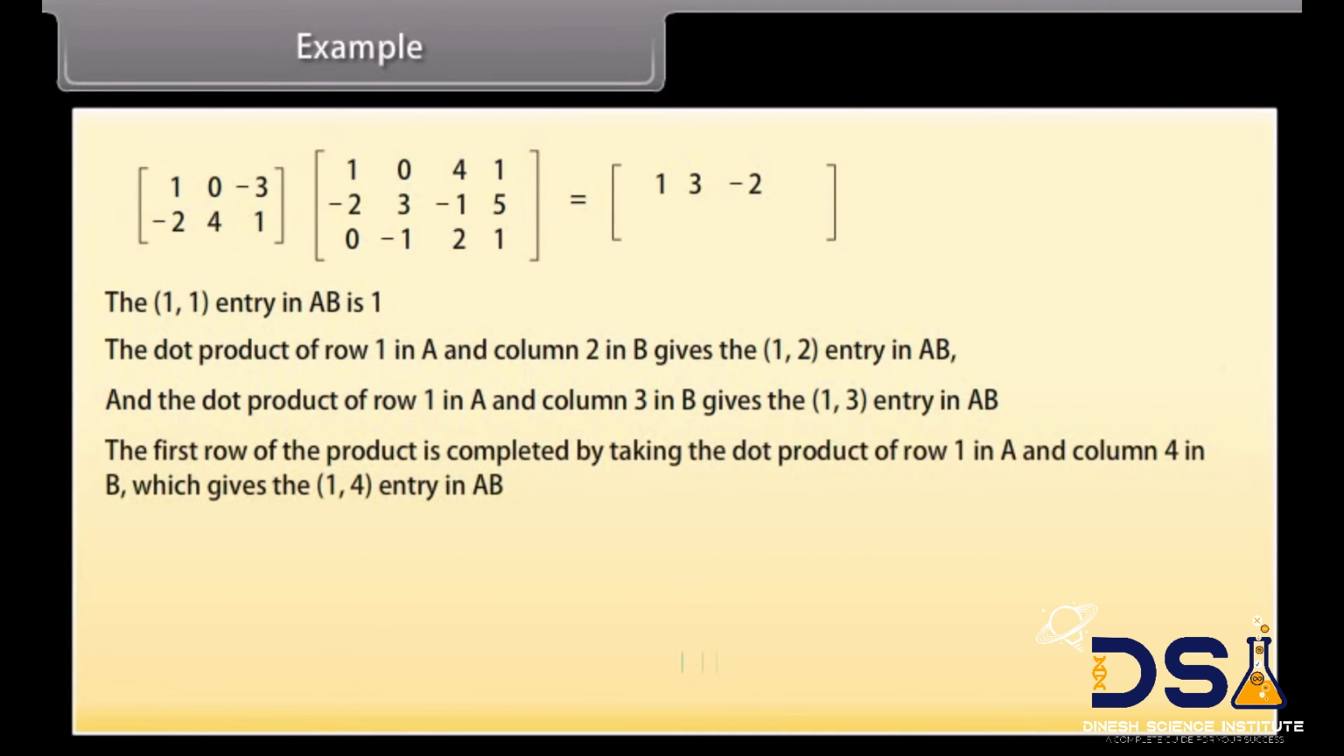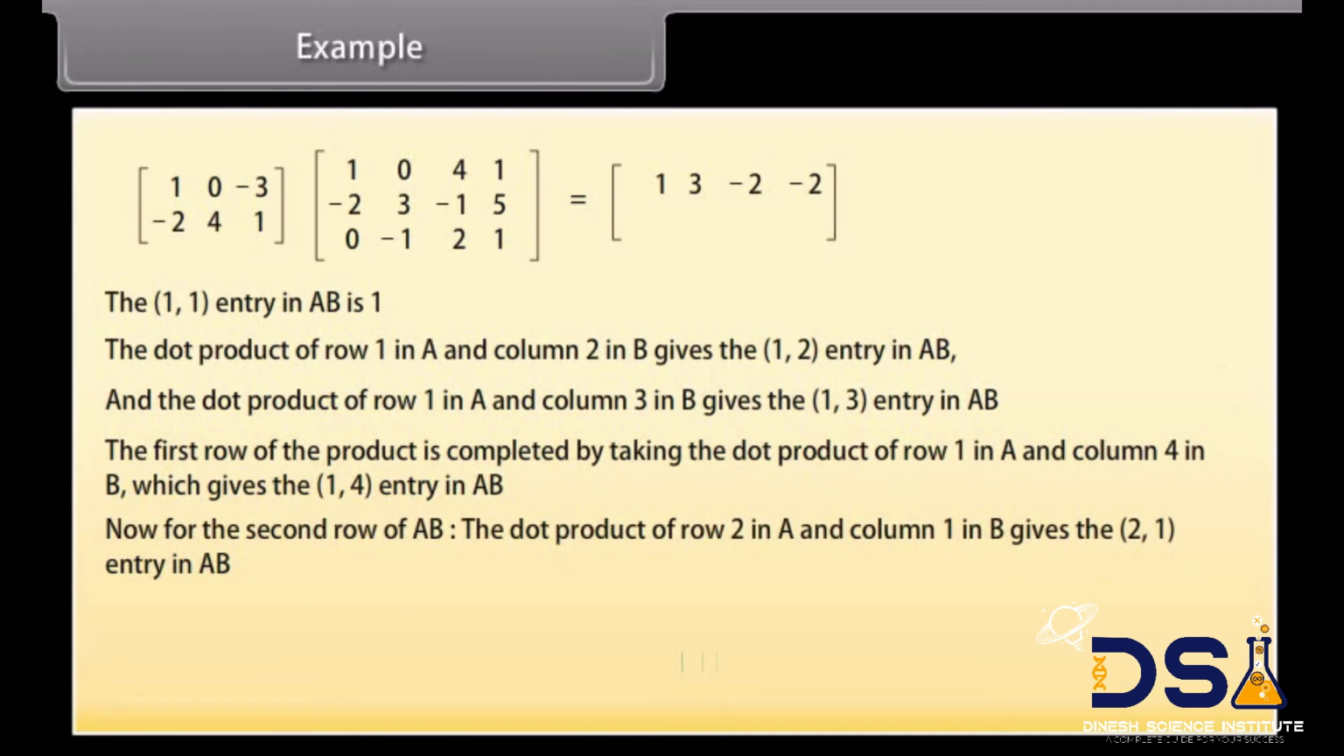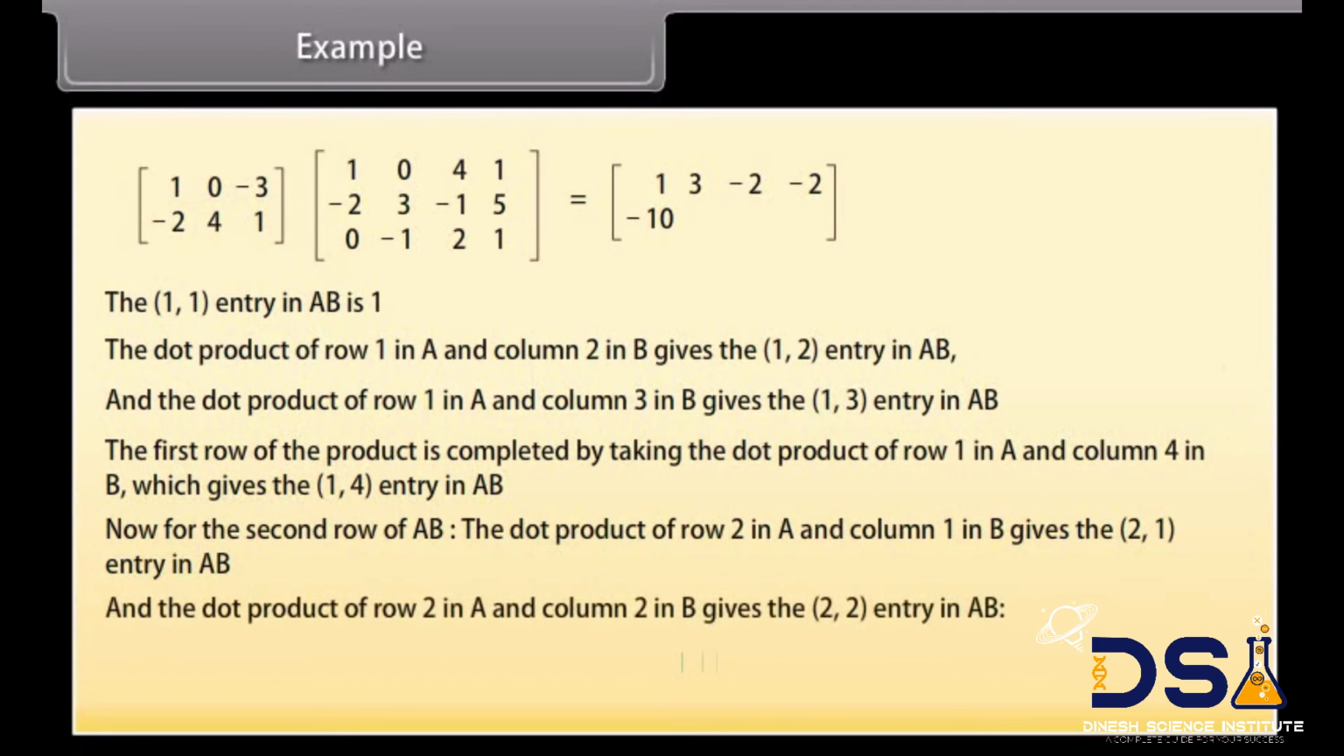The first row of the product is completed by taking the dot product of row 1 in A and column 4 in B, which gives the 1, 4 entry in AB. Now for the second row of AB, the dot product of row 2 in A and column 1 in B gives the 2, 1 entry in AB. And the dot product of row 2 in A and column 2 in B gives the 2, 2 entry in AB.